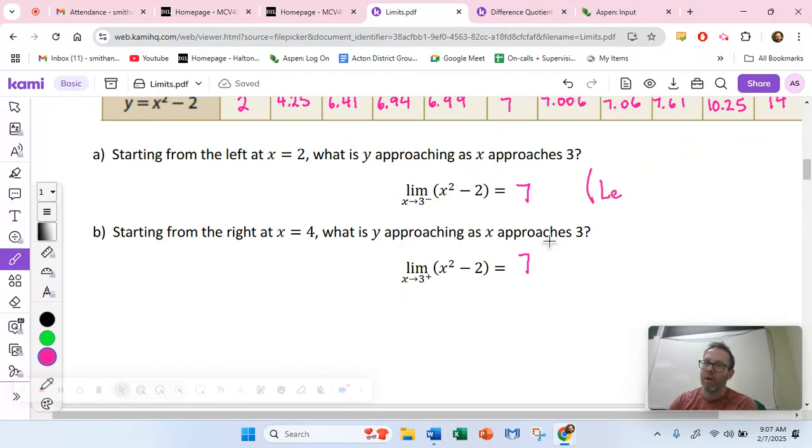This first one we call a left-hand limit. And then this limit we'll call a right-hand limit.